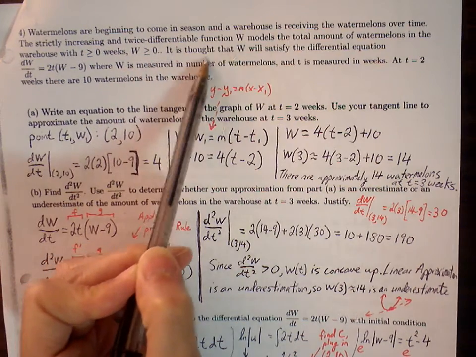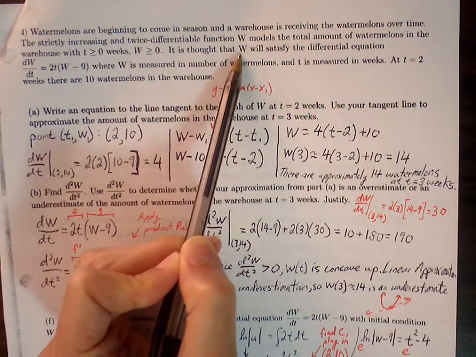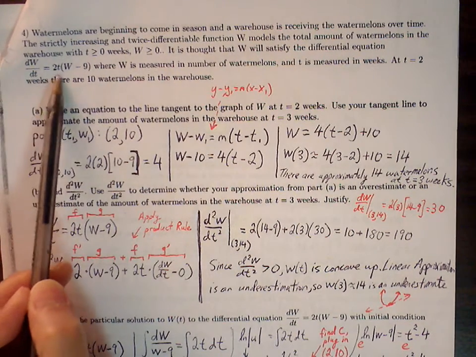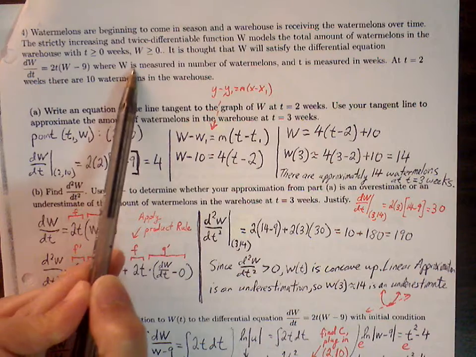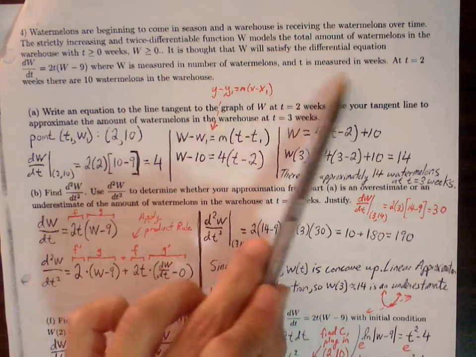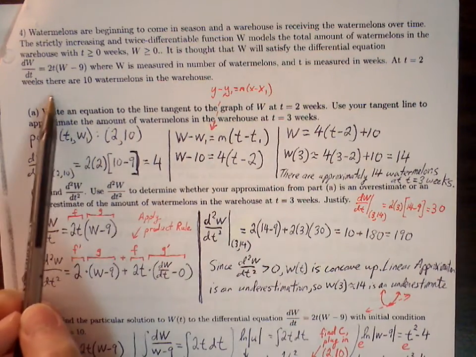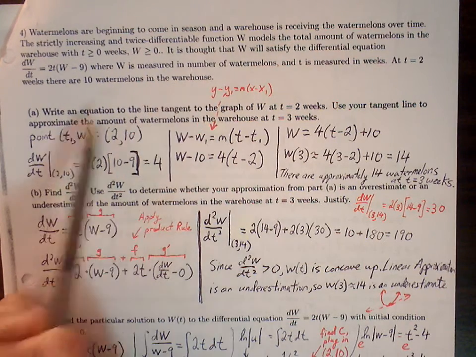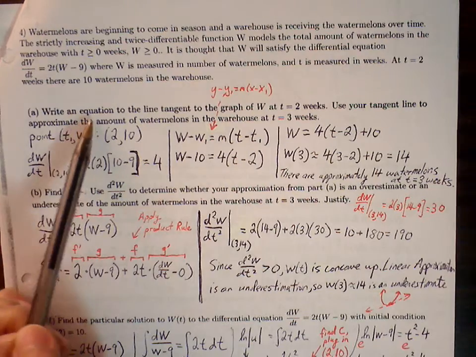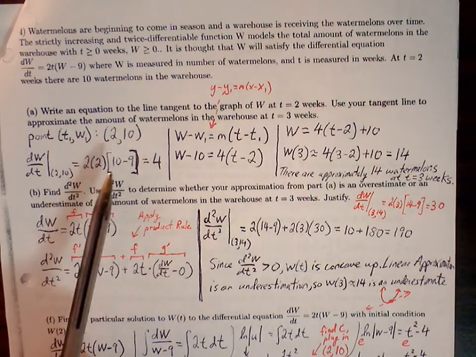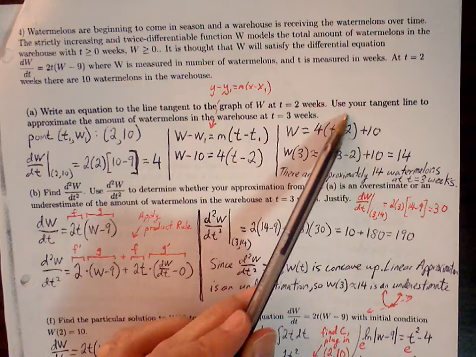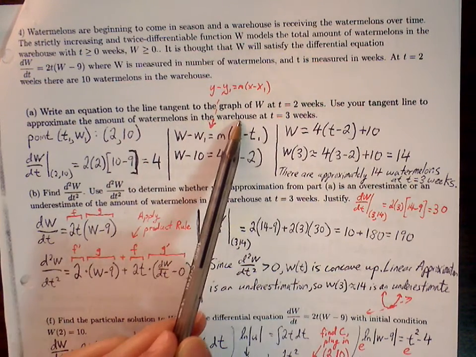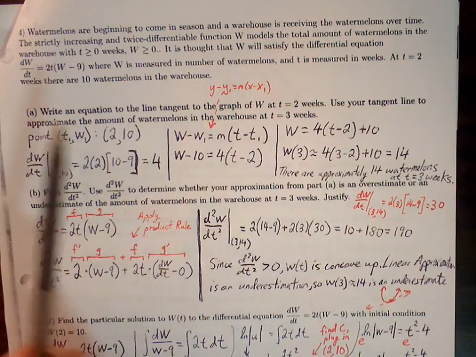It is thought that the function w will satisfy the differential equation dw/dt equals 2t times w minus 9, where w is measured in number of watermelons and t is measured in weeks. At t equals 2 weeks, there are 10 watermelons in the warehouse. So part A says write an equation to the line tangent to the graph of w at t equals 2. Use your tangent line equation to approximate the amount of watermelon in the warehouse at t equals 3 weeks.